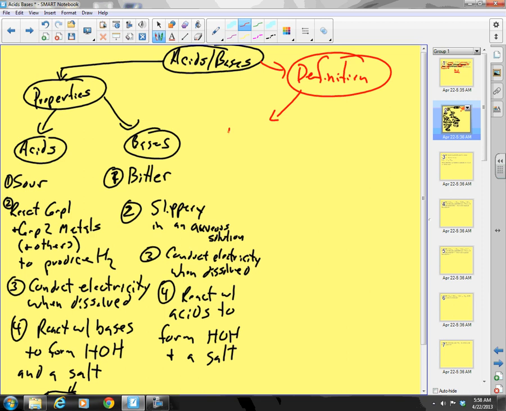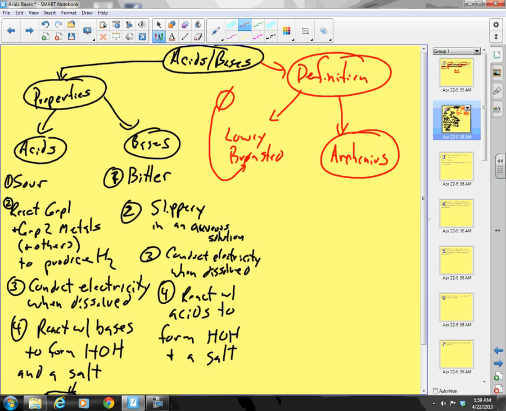We want to discuss Lowry-Bronsted, or Bronsted-Lowry, depending on who you want to put first, and Arrhenius. So there are two distinct definitions. Let's talk first about our Arrhenius definition. And we've already discussed this earlier in the year, right? An Arrhenius definition of an acid is what?